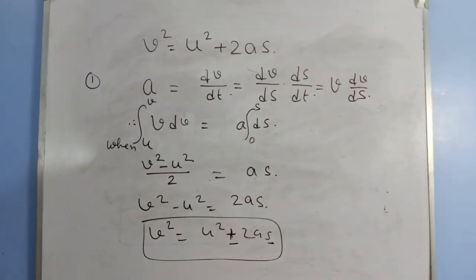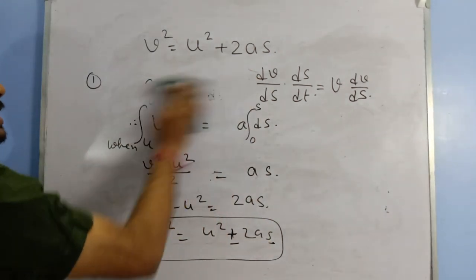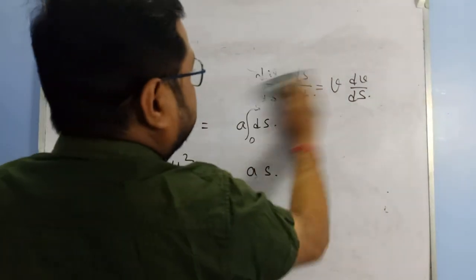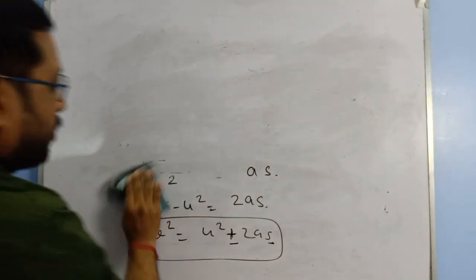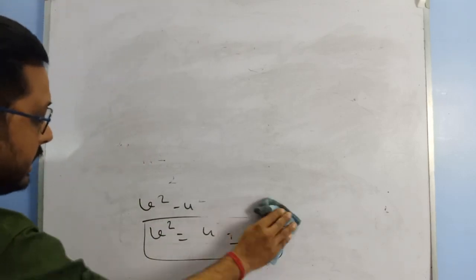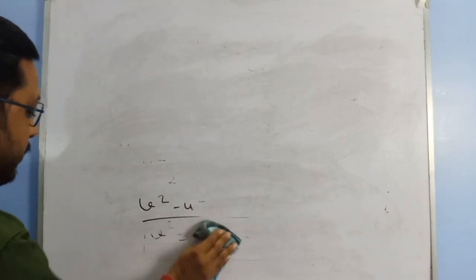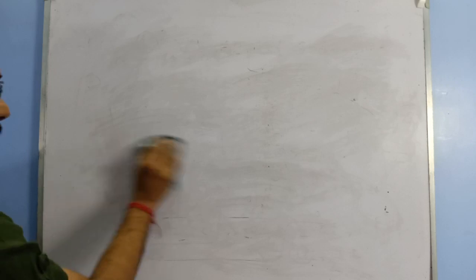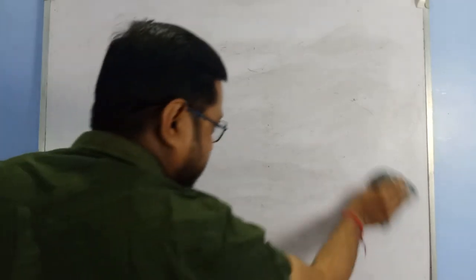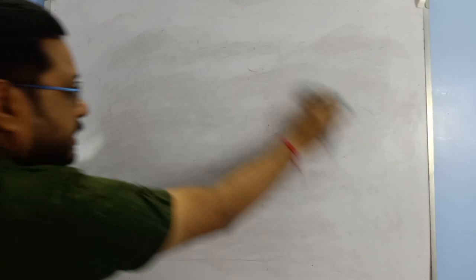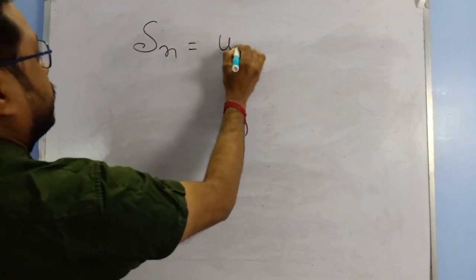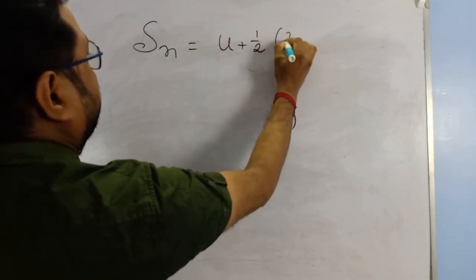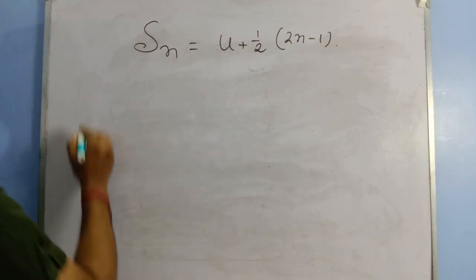So now we go with the fourth proof, that is the distance travelled in the nth second. If a body moves for 30 seconds, and we have to find the distance travelled in the 15th second, not 15 seconds, then what will be the equation? The distance travelled in the nth second is Sn equal to u plus half of a twice n minus 1.